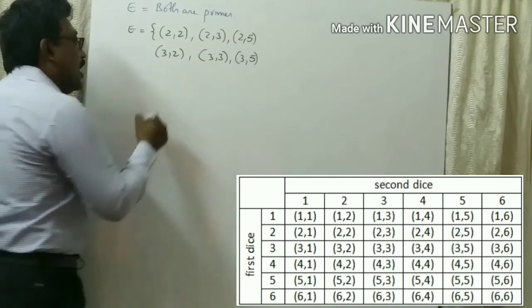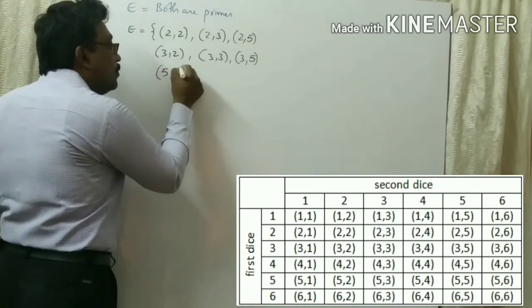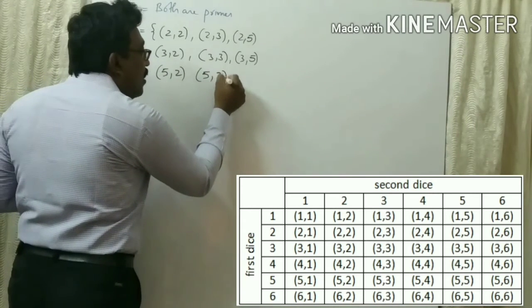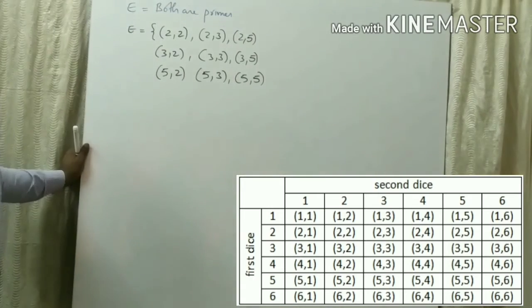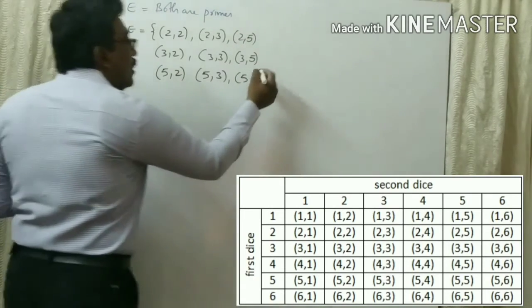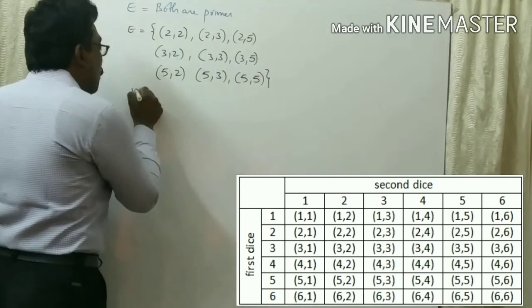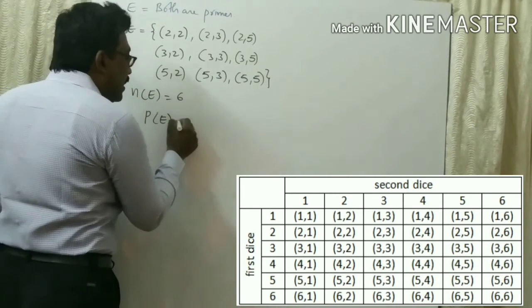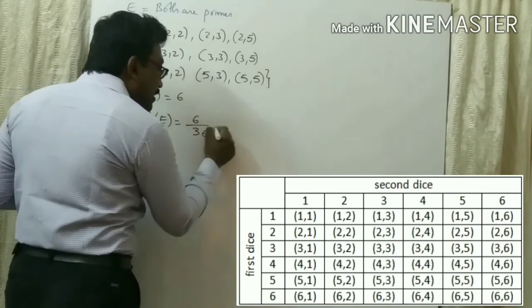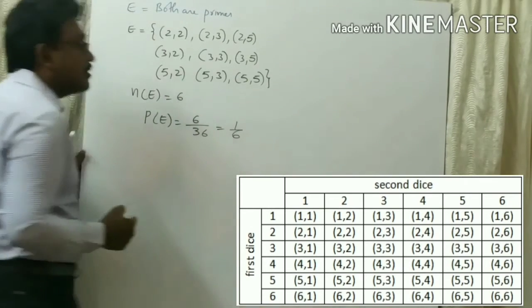Now come to 5. 5 comma 2, 5 comma 3, 5 comma 5, and 5 comma 6. 6 is not a prime number. So that's all closed. So n(E) is equal to 6. So the probability of getting this event is 6 by 36, that is 1 by 6.